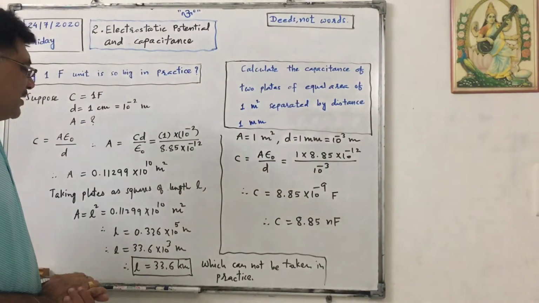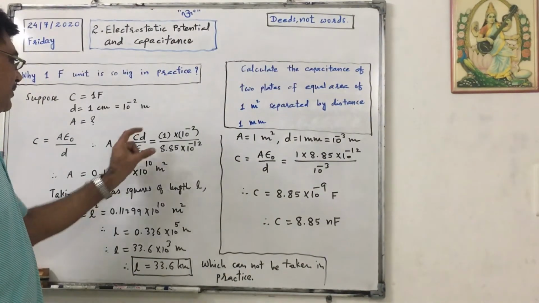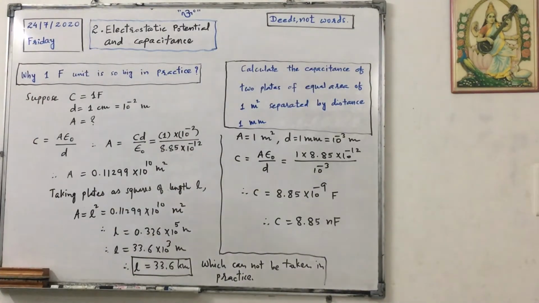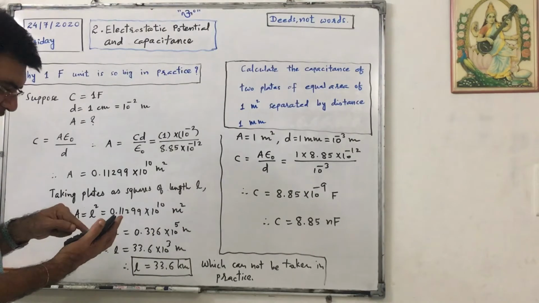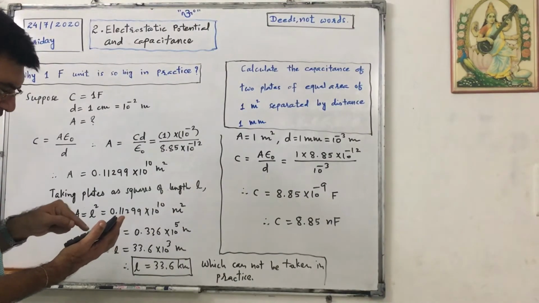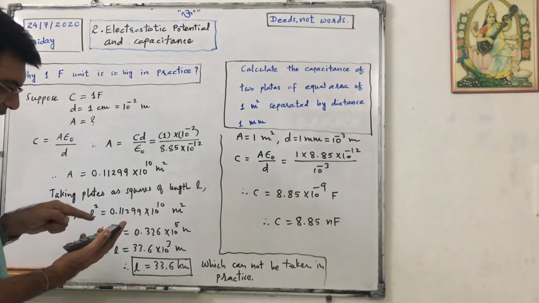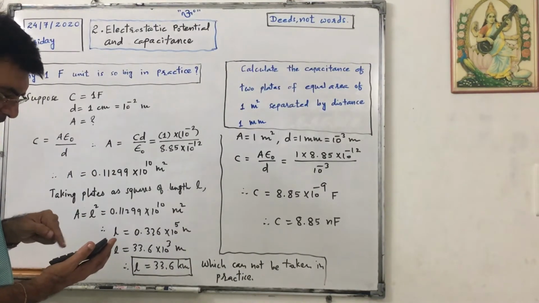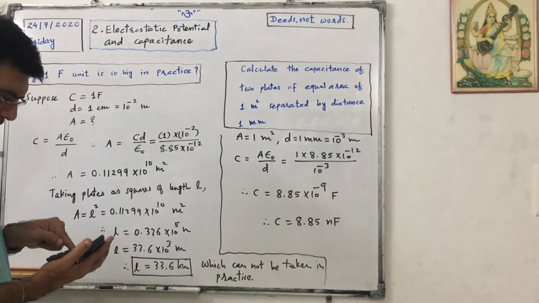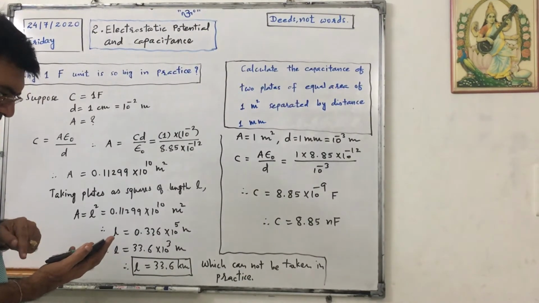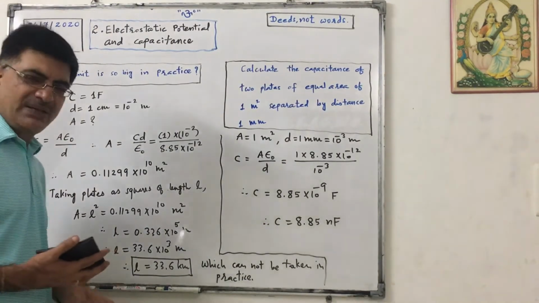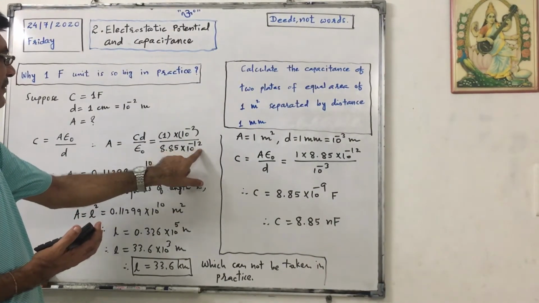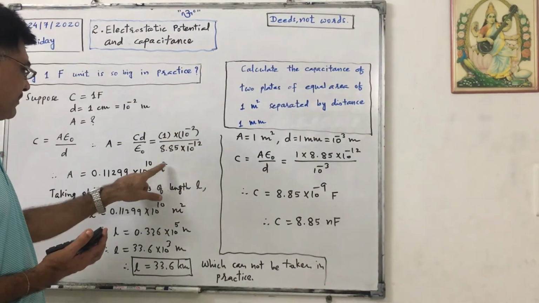So this 1 divided by 8.85 is 0.11299. If we take 1 divided by 8.854, then it will be 0.1129, so it almost remains the same. Into this, the minus 12 power will be added here, so it is into 10 raised to 10 meter square.